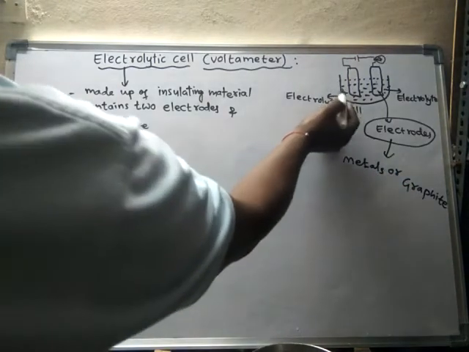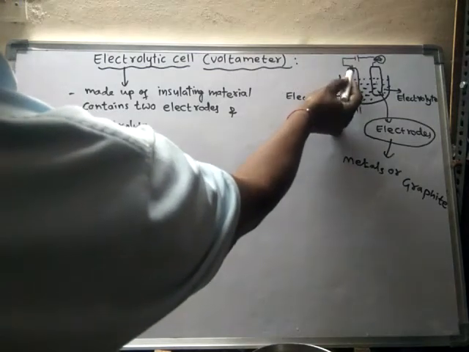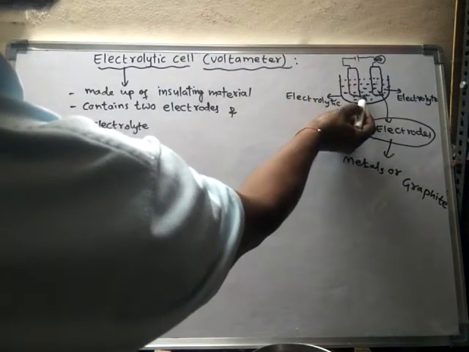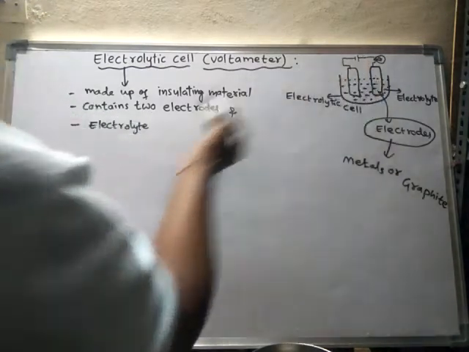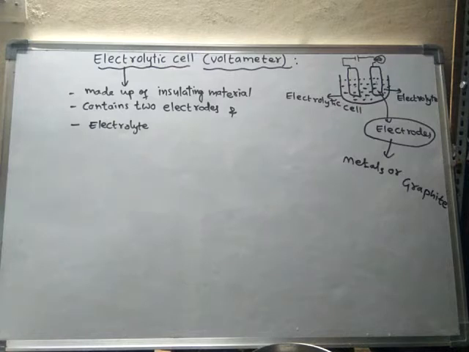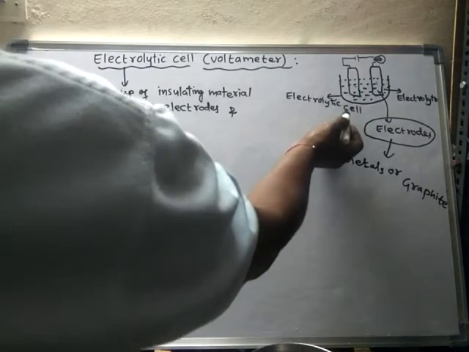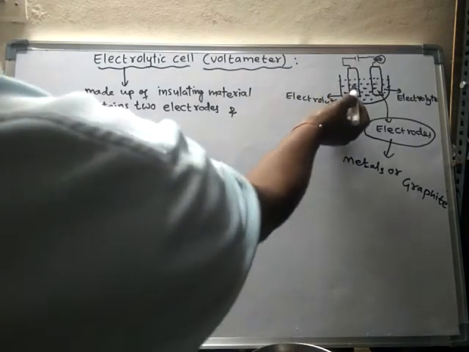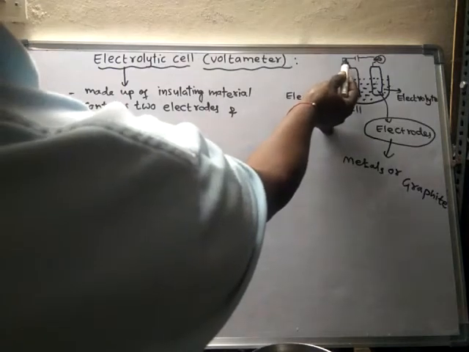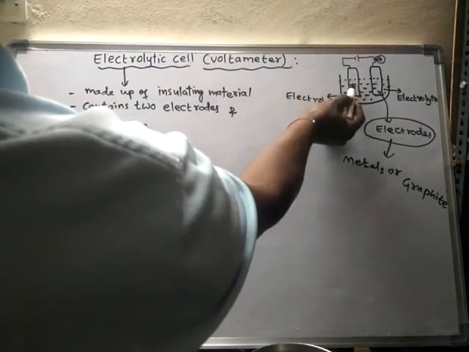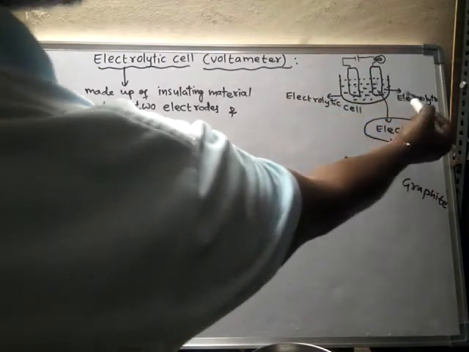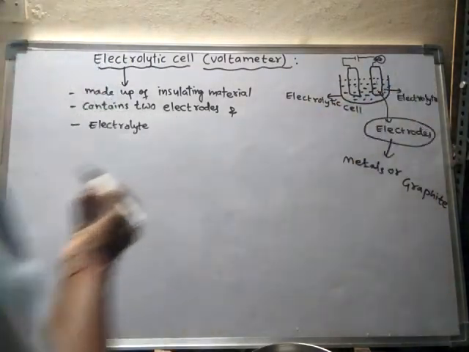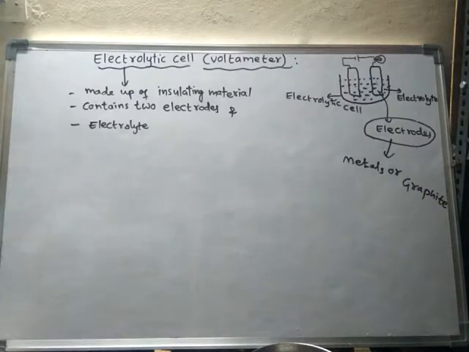See what happens. Through these electrodes only the current will enter into the electrolytic cell, and the current will leave the electrolytic cell through these electrodes. So the current enters and leaves through these electrodes. That is the important thing. So how does the electrolytic cell get electricity? Through electrodes. Through electrodes the current enters the electrolytic cell, and from the electrodes only the current will leave the electrolytic cell.